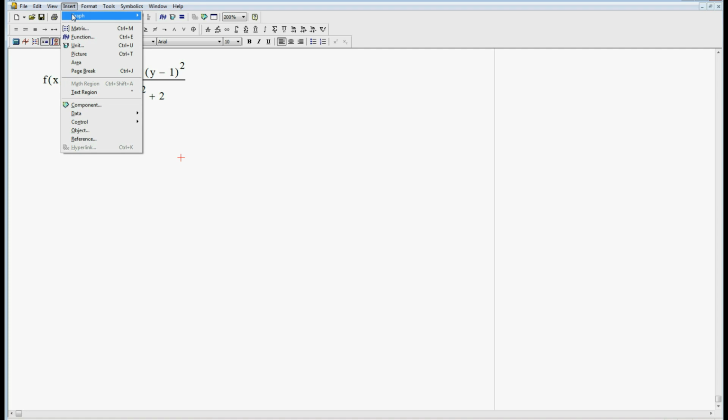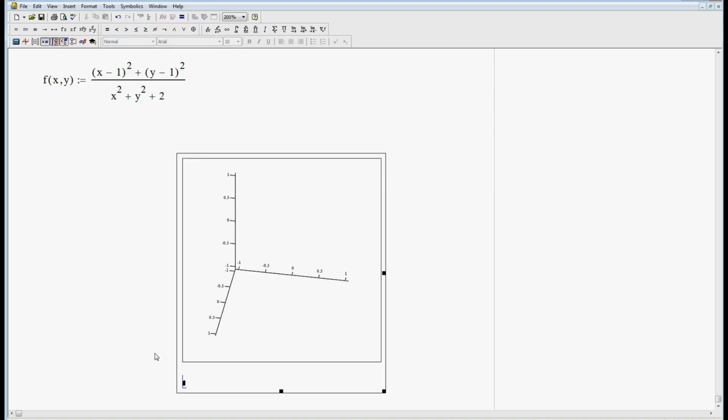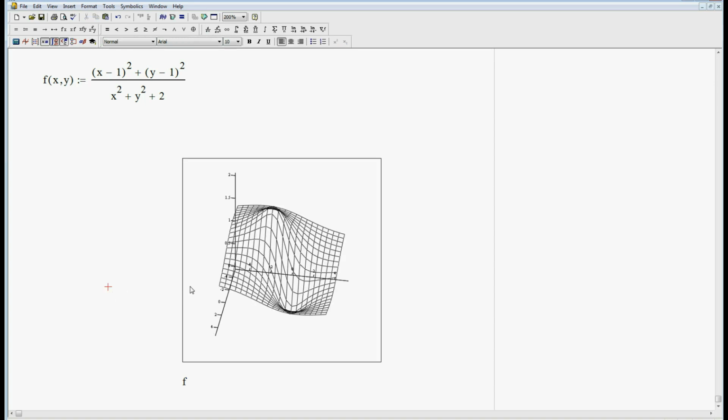So what I can do now is go insert, graph, and now I want a surface plot. I have 2 independent variables now instead of 1. So in order to plot, I need a 3-dimensional plot. 2 independent variables plus 1 dependent variable. So let's do that. All I got to do now is just put in f, and there it is. There's what it looks like.